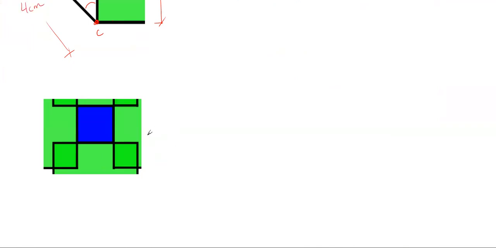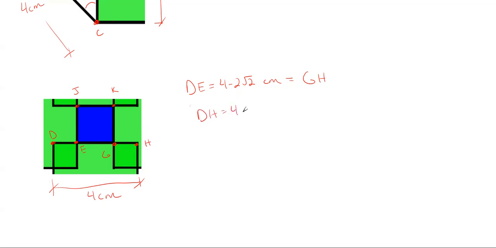All right. So this was point D. This was point E. And let's just put on some new points here. Let's call this G. Let's call this H. Call this J. And let's call this K. Well, we know that DE is equal to the 4 minus 2 square roots of 2 centimeters. That means that if we repeated that process, this is also equal to GH. And we know that the total here from D to H will be 4 centimeters from the start. So DH would be my 4 centimeters.